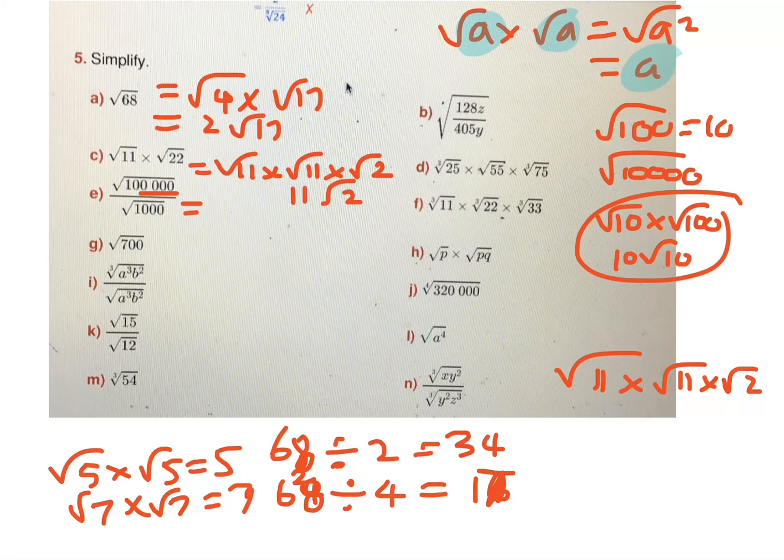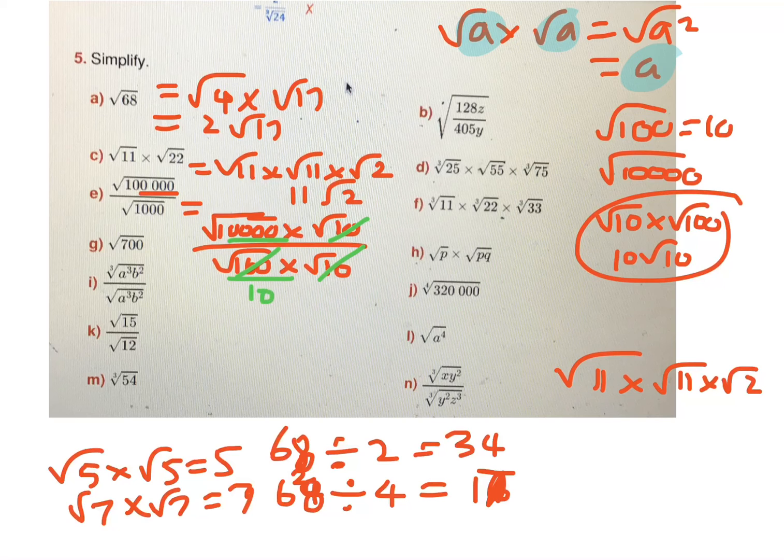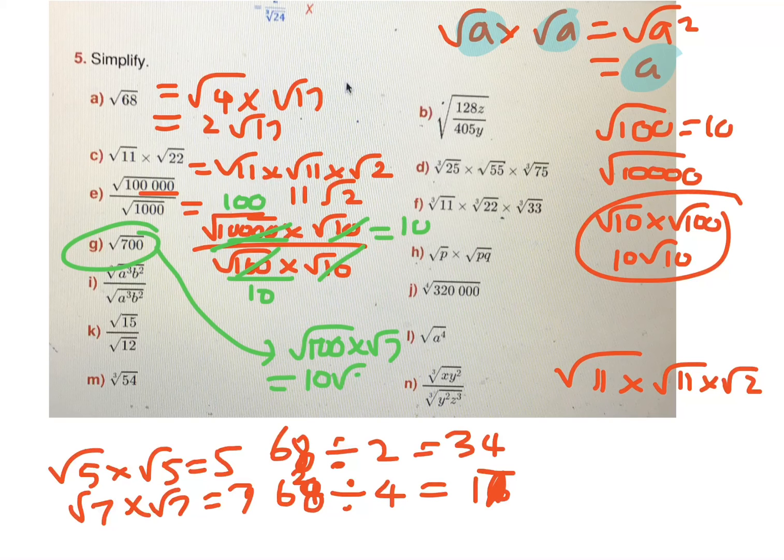So when I'm looking at this, I would do it as root 10,000 times root 10. And this one here I'd do as root 100 times root 10. See how I've pulled out the even number of zeros? So the root 10s cancel, but root 100 is 10, and root 10,000 is 100. So 100 on 10 is 10. Okay, root 700 is root 100 times root 7, which is 10 root 7.